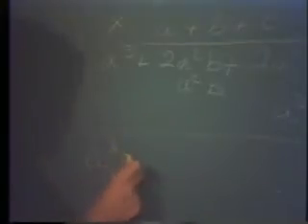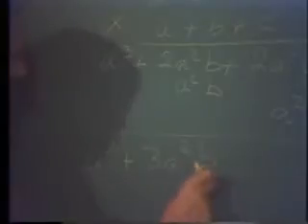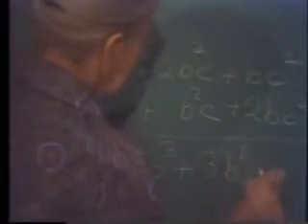Now we have to add that up. And we get A cubed plus 3A squared B plus 3A squared C plus 3AB squared plus 6ABC plus 3AC squared, B cubed, and 3B squared C, and 3BC squared and C cubed. You want me to copy down, or you can do it for yourselves?